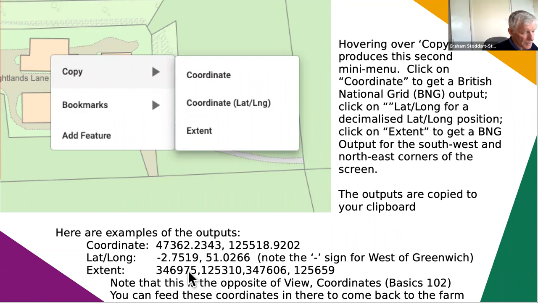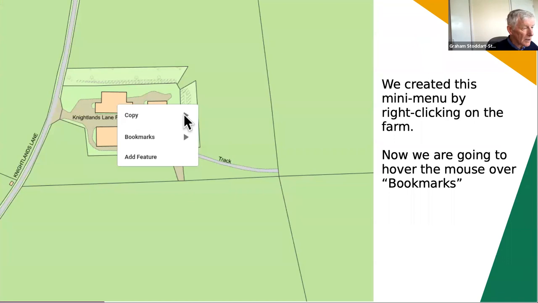Now, when you've got these coordinates, you can feed them back into the system to show you the farm again. So we'll do that later on in part of the active session. So that was the mini menu, and you hover over copy. Now we're going to hover over bookmarks.